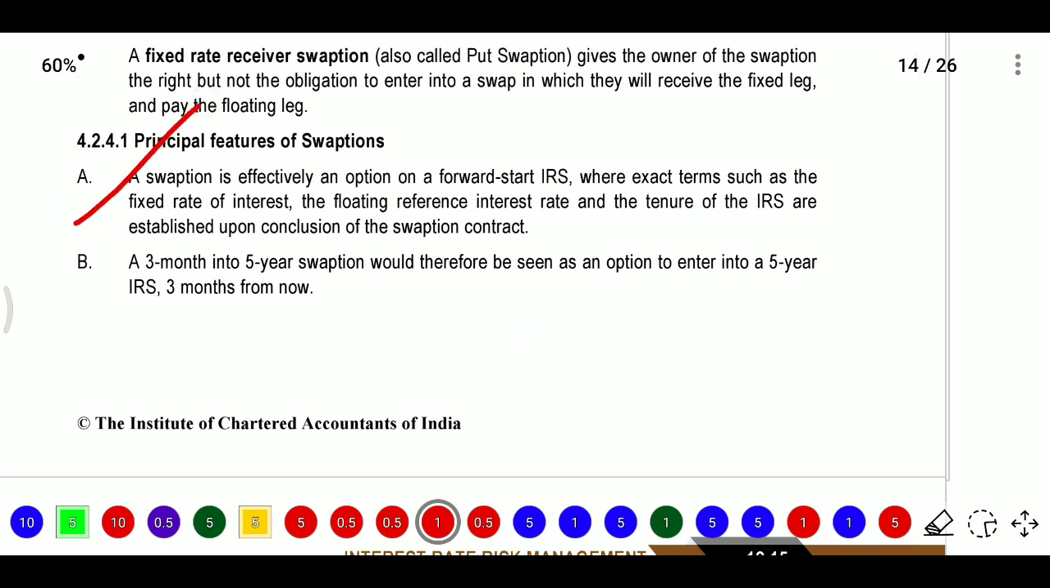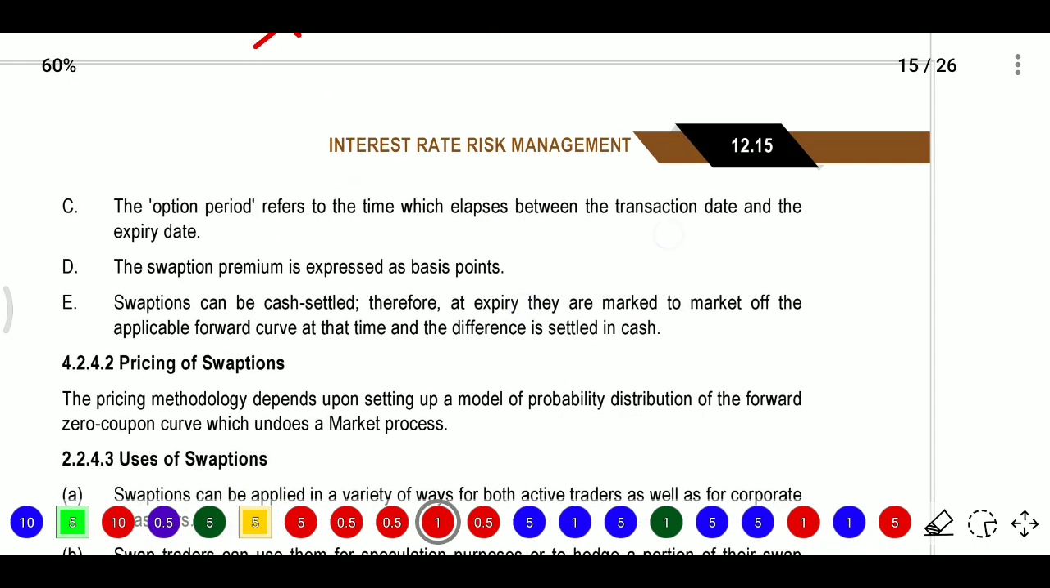Now the principal features of a swaption. One is that the swaption is effectively an option on a forward start interest rate swap. Here the exact terms, such as the fixed rate of interest, the floating reference interest rate and the tenure of the IRS, will be established upon conclusion of the swaption contract. Here a 3 months into 5 years swaption would therefore be seen as an option to enter into a 5 years IRS 3 months from now.